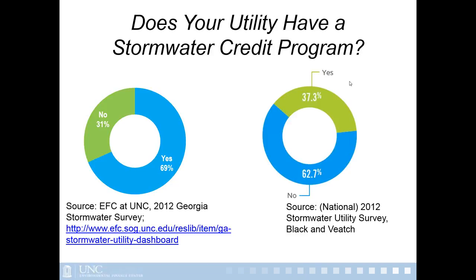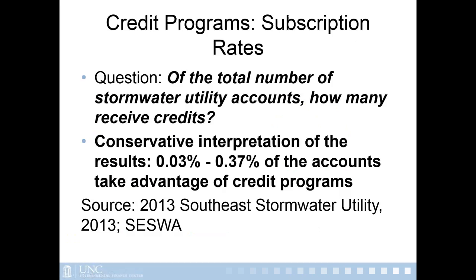The next slide looks at credit program subscription rates. This survey was done by SESWA in 2013, and it covered several states in the Southeast. The question specifically that SESWA asked was, of the total number of stormwater utility accounts, how many receive credits? It was a tough one to make any very strong statements about, but if we look at a very conservative interpretation of the results that SESWA received, it seems like anywhere from 0.03 to 0.37% of the accounts take advantage of credit programs.